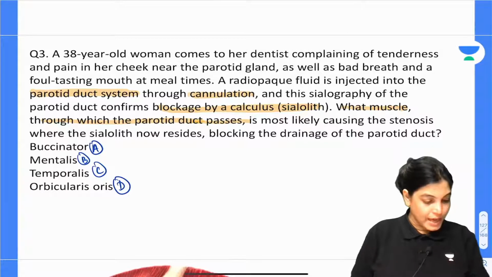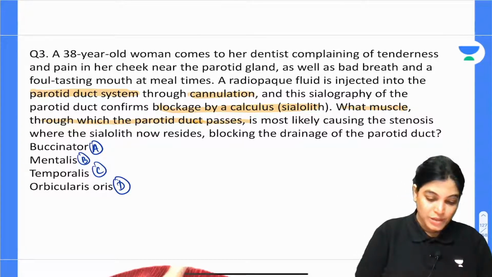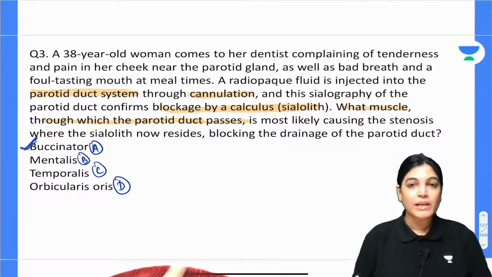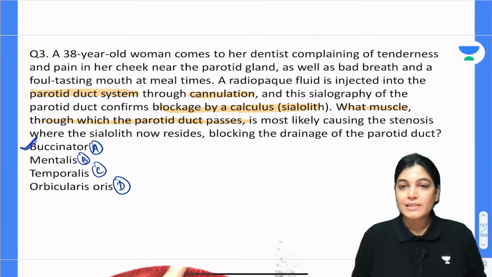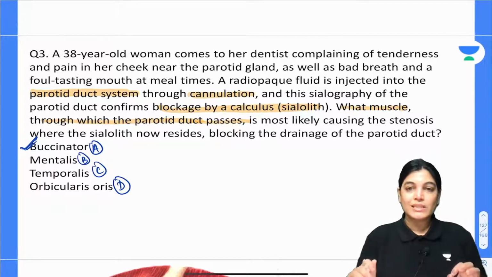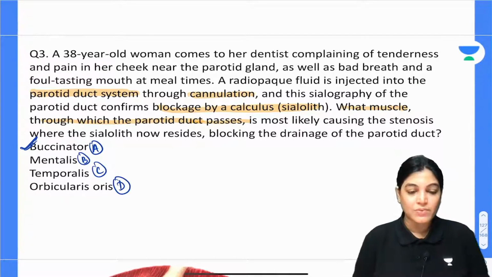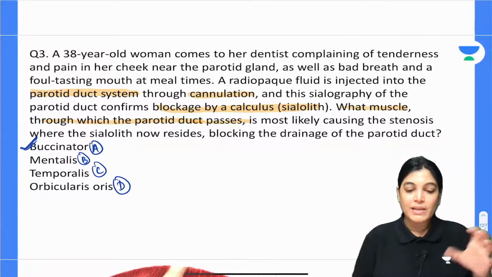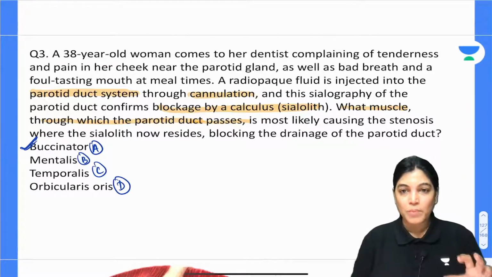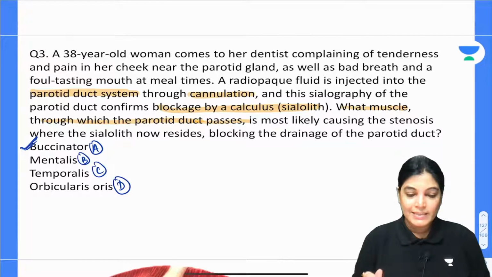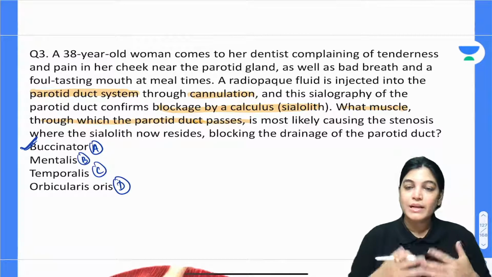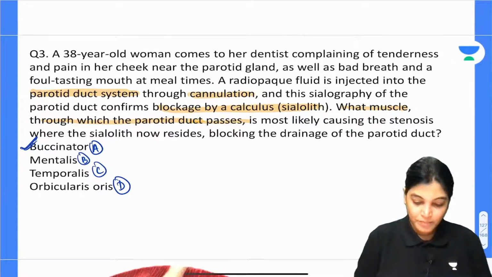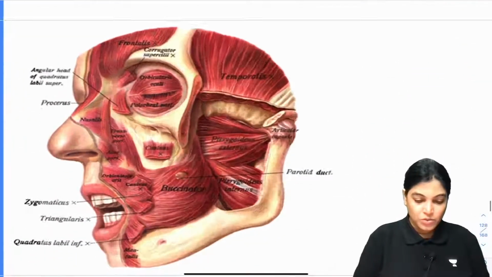Yes, I got an answer from Ishrat Rasool, and my dear Ishrat, you are absolutely right. The parotid duct, also called Stensen's duct, traverses through the buccinator muscle. The buccinator muscle is pierced by the parotid duct. Okay, so I would like to show you this diagram.